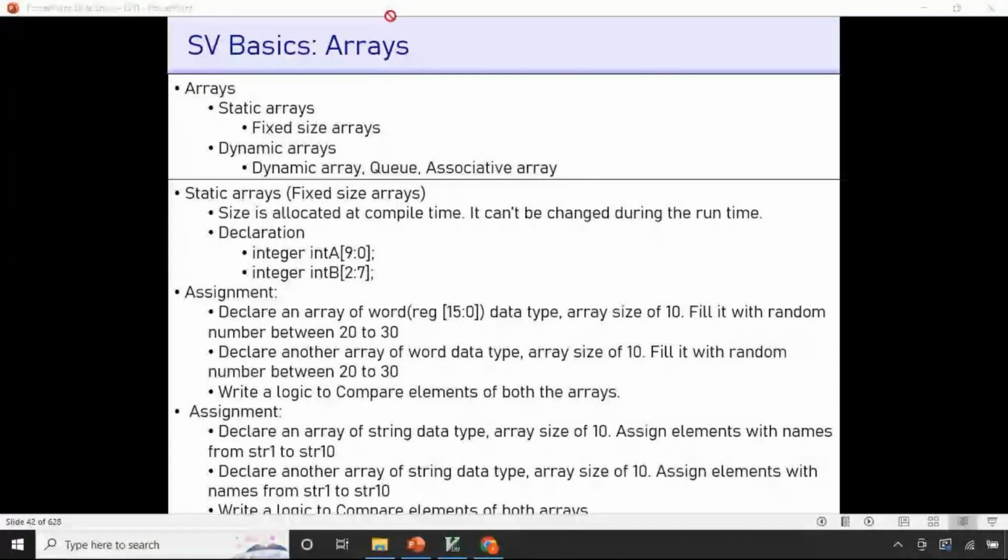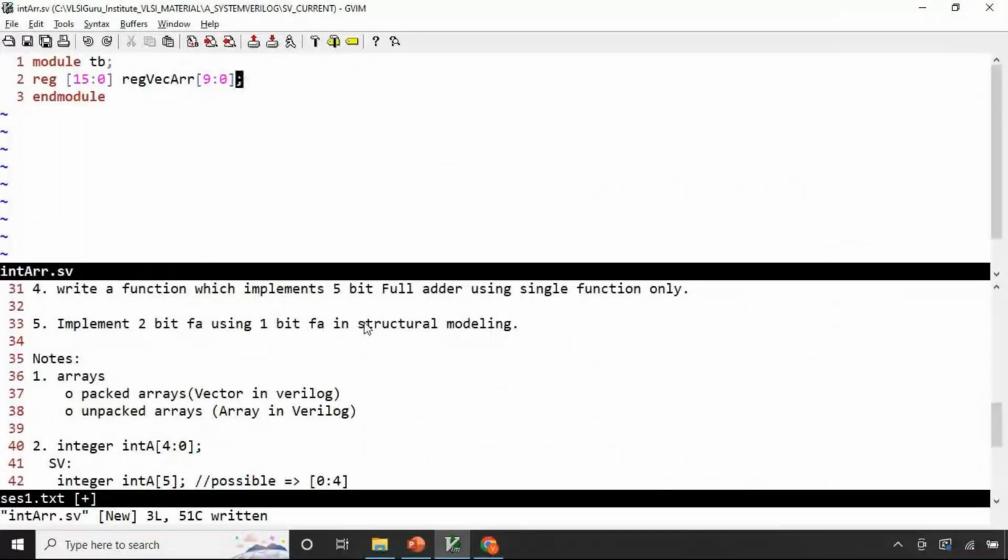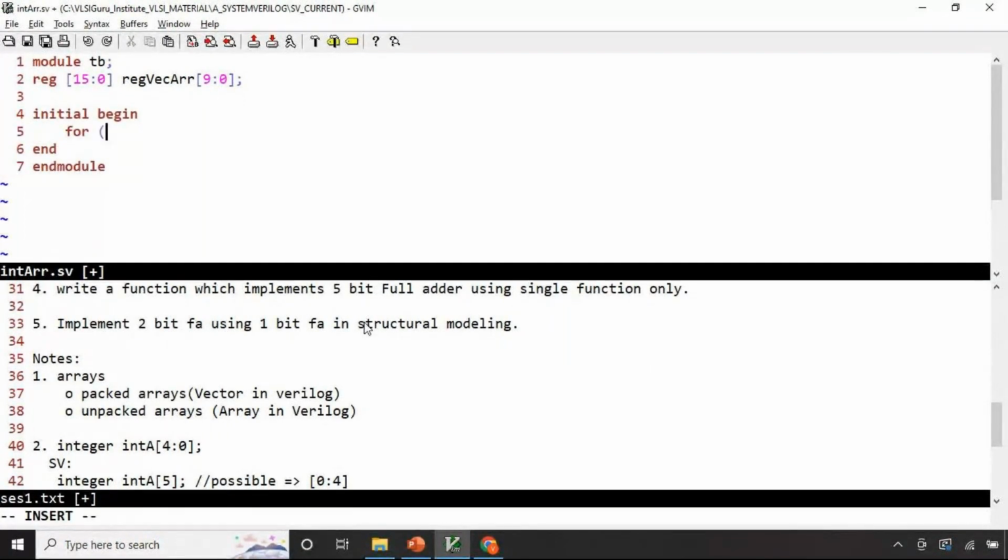How to do the first question? Fill this with initial, begin, end, for loop, int i equal to 0. SystemVerilog allows i to be declared there itself. No need to write int i separately. And SystemVerilog has an int data type. Int is also there, integer is also there, short int is also there.